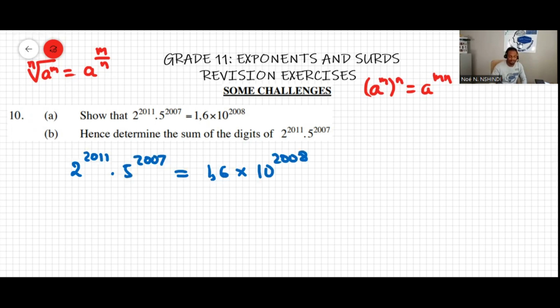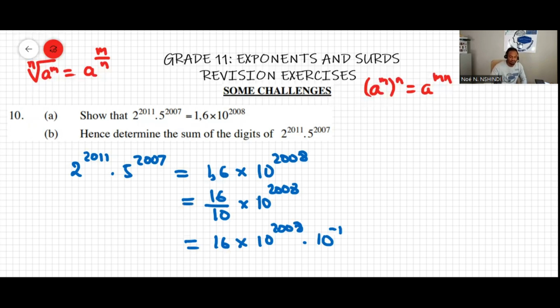Okay, the bases here are different, so we cannot say 2 times 5. We can't do that. What can we do instead? Over here we can transform. 1.6 here can be written as 16 over 10, multiplied by 2 times 10 to the power of 2008. Now this 10 here, we can move to the numerator. That makes 16 times 10 to the 2008 multiplied by 10 to the negative 1.